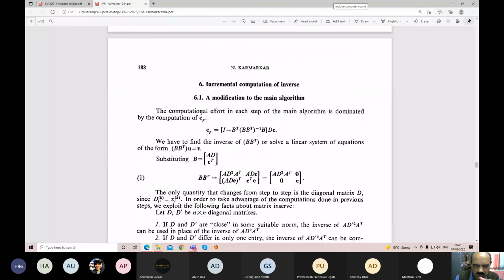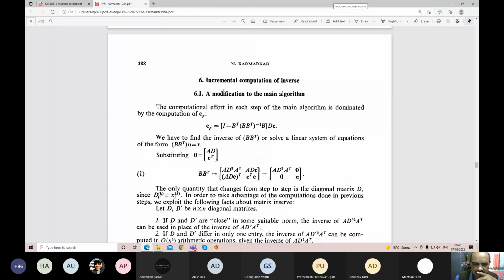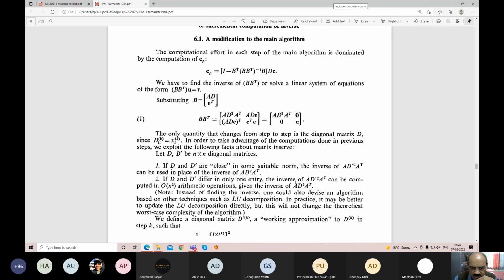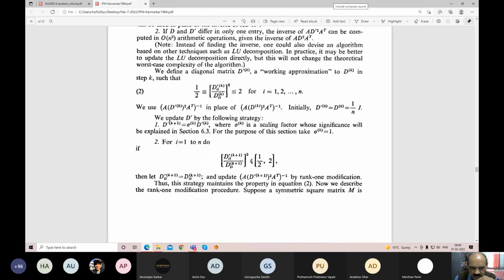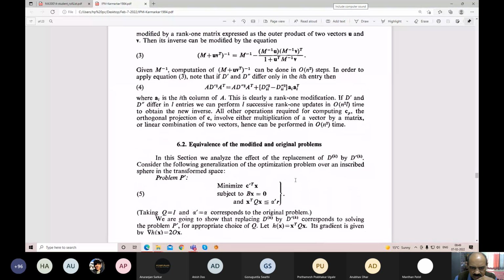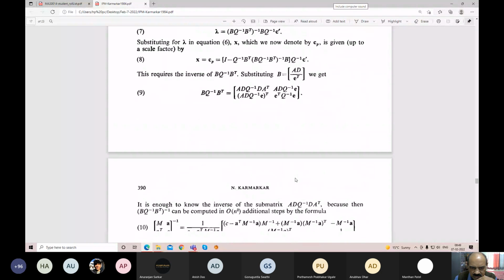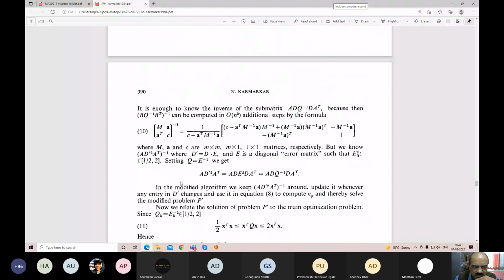The computation of the inverse is in the paper, section 6.1. Actually B is something like AD, and B into B transpose is the matrix. We are finding the inverse of B into B transpose. You are using this code. So A transpose C is inverse.